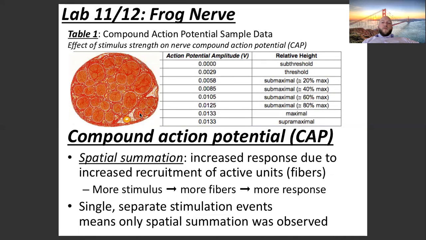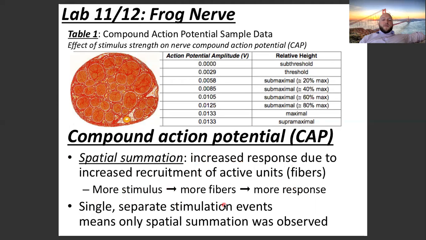We've mentioned this before in class. This is demonstrating spatial summation. What we're trying to demonstrate here is spatial summation. We can't increase the intensity of an individual action potential because the intensity of an individual action potential is the same every time. So if we want to send a stronger signal, we have more fibers sending a message at the same time. Spatial summation. Increased response due to increased recruitment of active units or fibers. More stimulus, more fibers, more response.